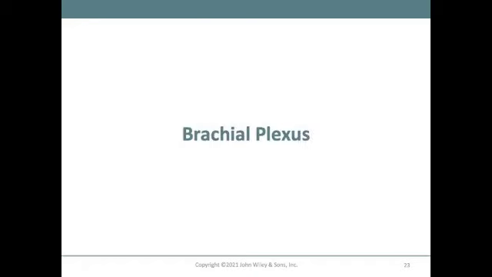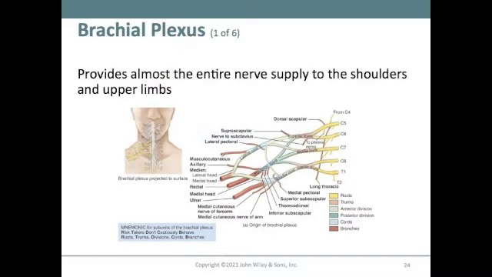So getting now to the brachial plexus. This starts on page 473, and the figure here is on page 474, figure 13.9. This provides almost the entire nerve supply to the shoulders and the upper limbs. Again, we can see here that the brachial plexus is extending from C4 to T2.